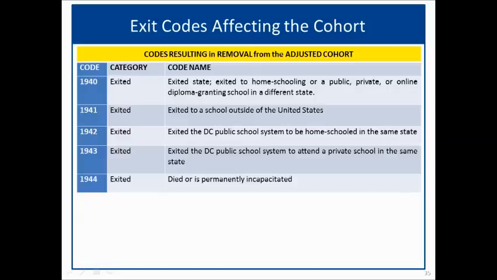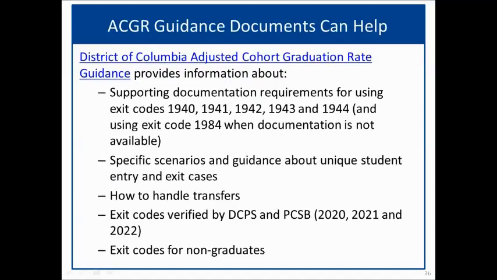Here is a listing of the codes that would result in removal from the adjusted cohort. And these are the 5 that I mentioned earlier. So these are when students exit the state and they are attending school in a different state, if they exit to a school outside of the United States, if they exit to be homeschooled or to attend a private school, or if they die or are permanently incapacitated. So these are all circumstances which would signal removal from the adjusted cohort, and they require the proper documentation for them to not be included.